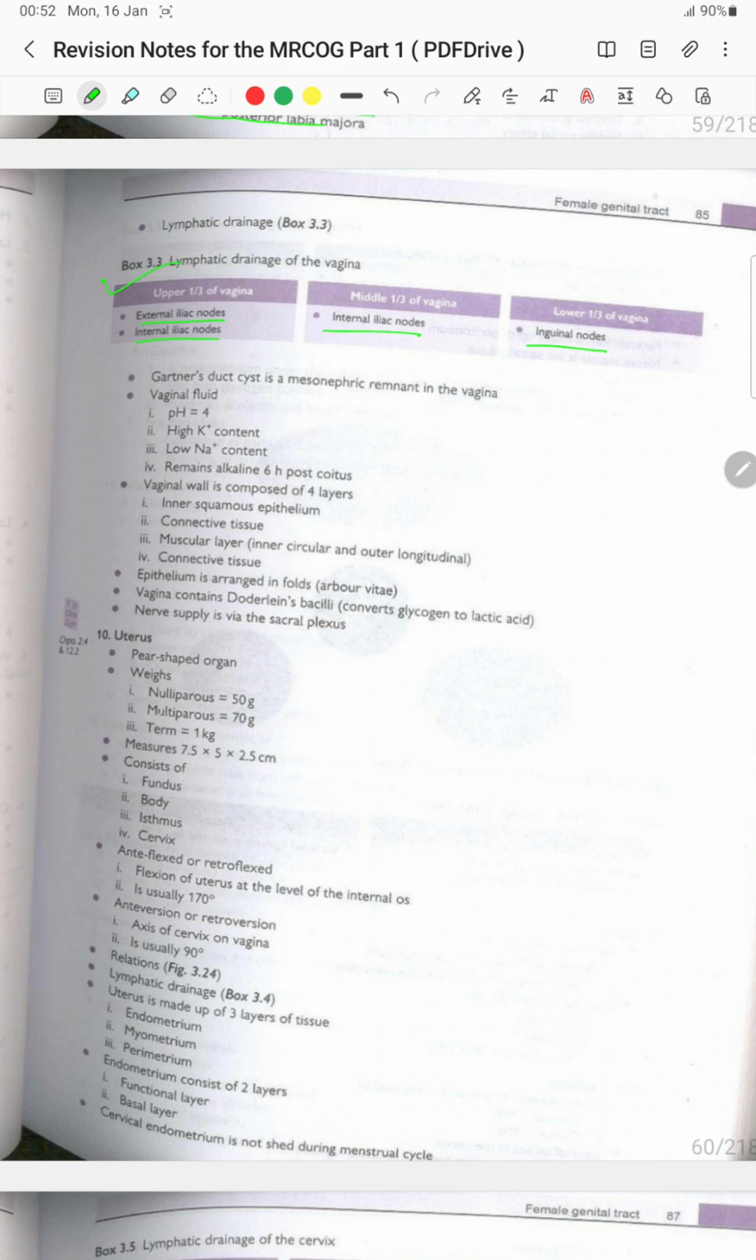Gartner's duct cyst is a mesonephric remnant in the vagina. The vaginal fluid pH is 4, with high potassium content and low sodium content, and remains alkaline for 6 hours post coitus. The vaginal wall is composed of four layers: the inner squamous epithelium, connective tissue, muscular layer, and connective tissue. The epithelium is arranged in rugae. The vagina contains Doderlein bacilli, and the nerve supply is by the sacral plexus. So next is the uterus.